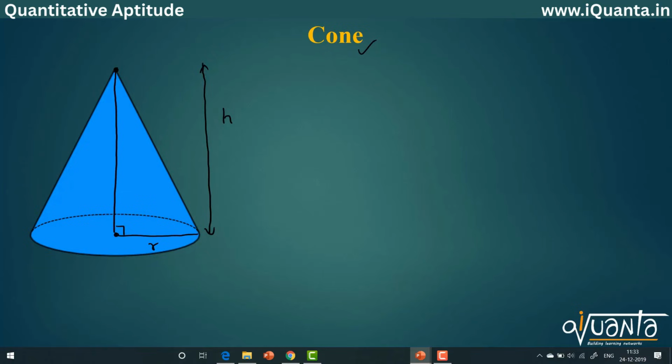There is one more term in cones which is slant height, and questions are very common from this. Slant height is nothing but this height. This particular height is slant height. So what we can see here, we have a right angle triangle formed by the slant height, the radius and the height inside this cone.